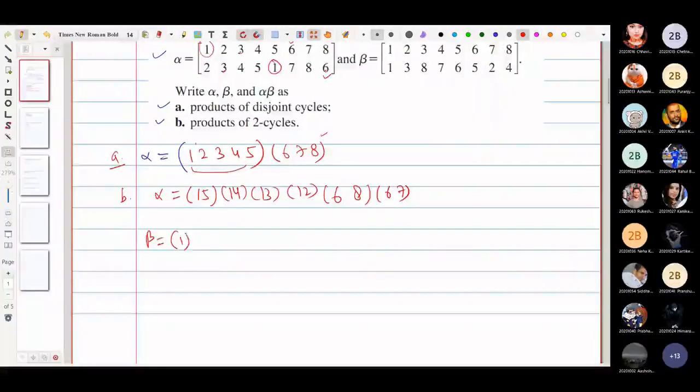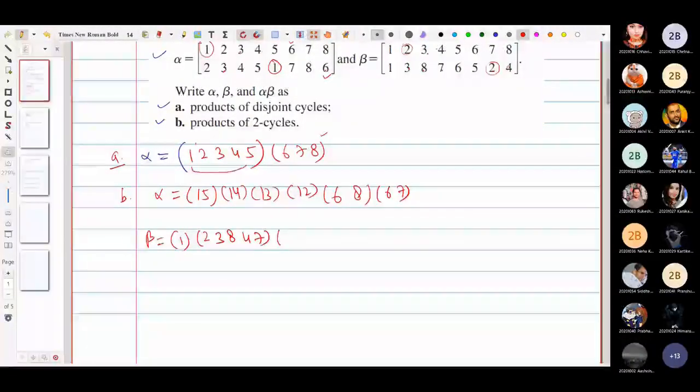So we have 1, and 1 is fixed. If you are taking 2, 2 goes to 3, 3 goes to 8, and then 8 goes to 4, 4 goes to 7, and 7 goes to 2. So we started with 2 and arrived at 2. So 2, then 3, then 8, then 4, then 7, and after 7 we have 2.